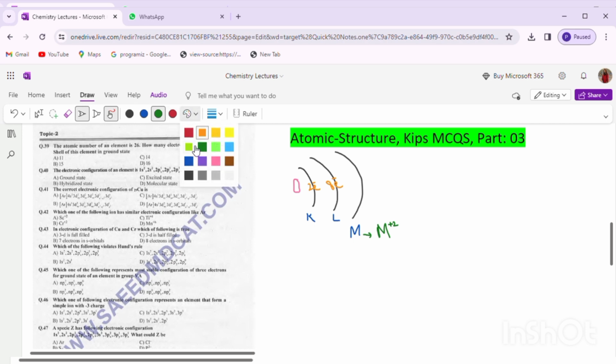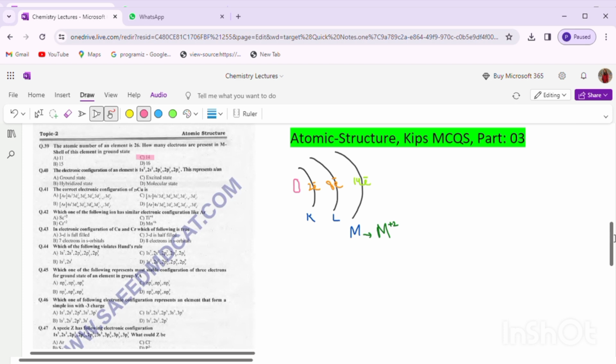There would be 14 electrons, because we know that in the M shell there can be 18 electrons, right? But there must be 16 electrons. However, it has already lost 2 electrons, so there are 14 electrons left. So our correct option is 14, right?